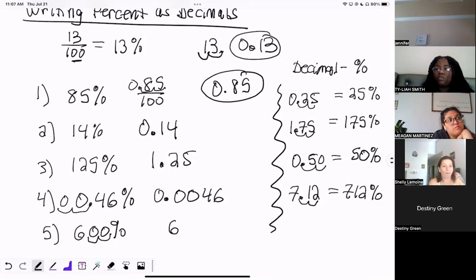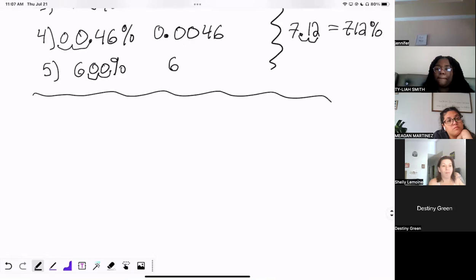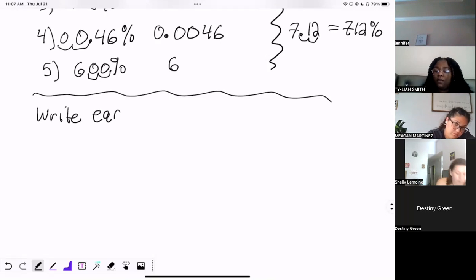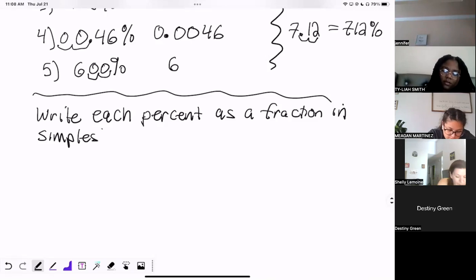Okay, I want to come back to one more thing. Go back to percent for a minute. You will also be asked to make them a fraction. So we went percent to decimal, decimal to percent. And now we're going to write each percent as a fraction in simplest terms. See how they're all related? We had decimals, we have percents. Now we can write them as fractions.